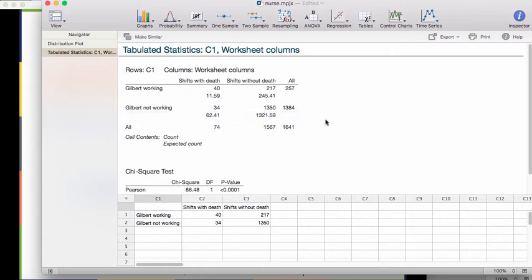A couple of things do jump out. You'll notice that the expected death rate when Gilbert was working was approximately 11.5. However, shifts with a death were 40. So something unusual appears to be happening.